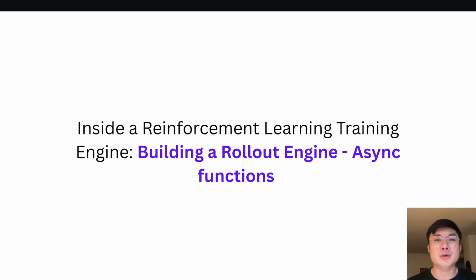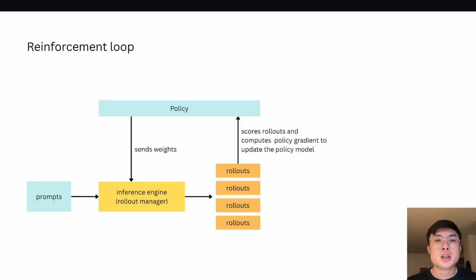We'll start off with covering some of the key concepts in async functions, and then we'll move on to a live coding example. To start off, let's recap what goes on inside a reinforcement learning training loop. In reinforcement learning, we need to generate multiple rollouts for a given prompt. So we send this prompt into an inference engine, we generate the rollouts, we compute the rewards and use this to update the policy model.